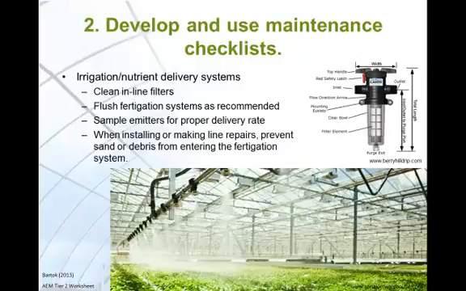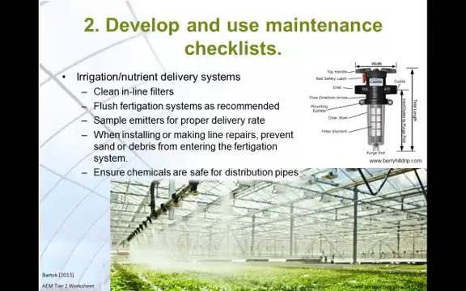When installing or making line repairs, prevent sand or debris from entering the fertigation system. Ensure that chemicals used are safe for distribution pipes. Some chemicals may damage valves, drippers, flow meters, or other system components. For example, Netafim forbids the use of polyphosphates, red potassium chloride, borax, organic products with a high content of suspended solids, fertilizers with low solubility such as gypsum, and oily chemical products, solvents, petroleum products, or detergents.